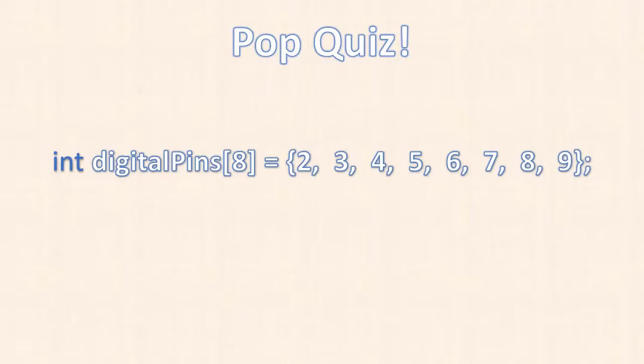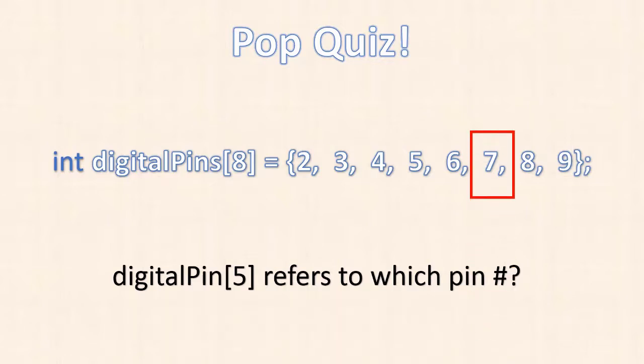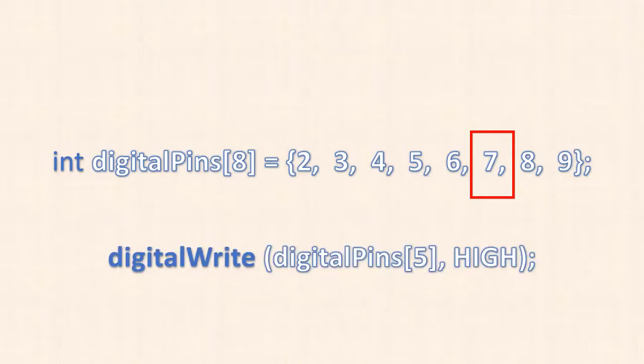Just to make sure you got this down, here's a pop quiz. Which pin does this statement refer to? If you said pin 7, congratulations, you're on your way to becoming an uber geek. So, if I wanted to turn on the LED at pin 7, I'd write a statement like this: digitalWrite, which is the name of the function. Then I'd put the name of the array with the index, and then HIGH.